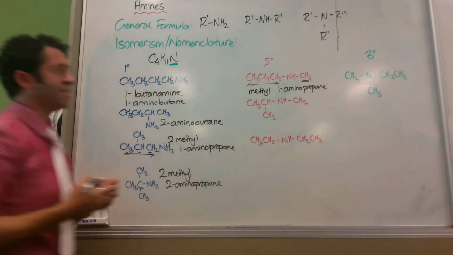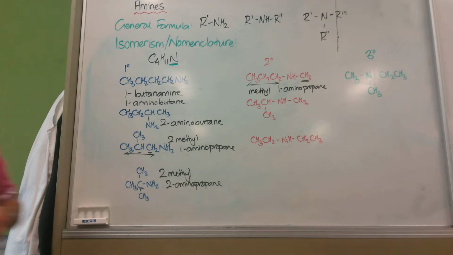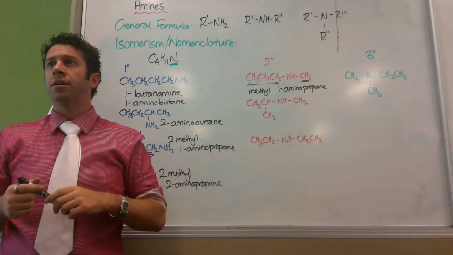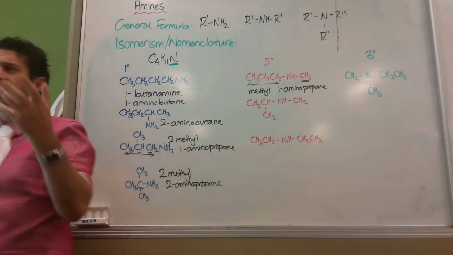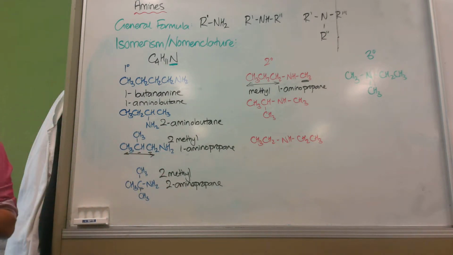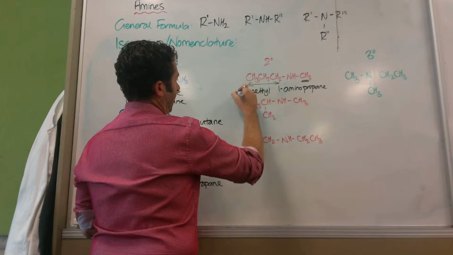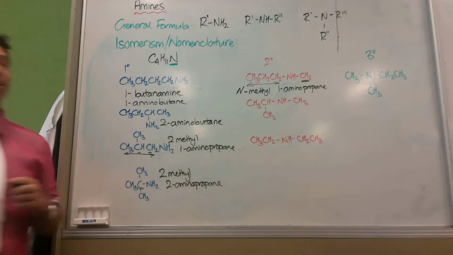But that doesn't tell us what that amino group is bound to. It could be bound to that, and it would still be methyl aminopropane. How do I show that it's bound to the nitrogen, not to the carbon chain? The way that we do this is we do a capital N and slopey writing next to it.